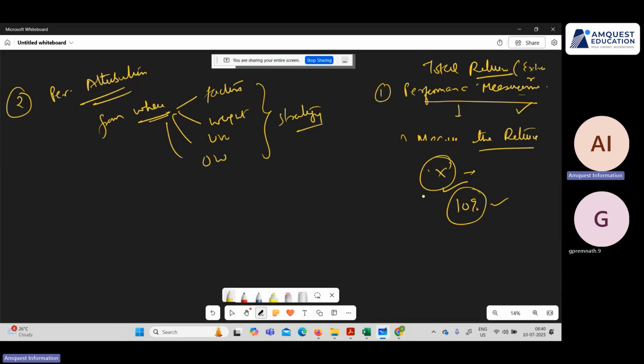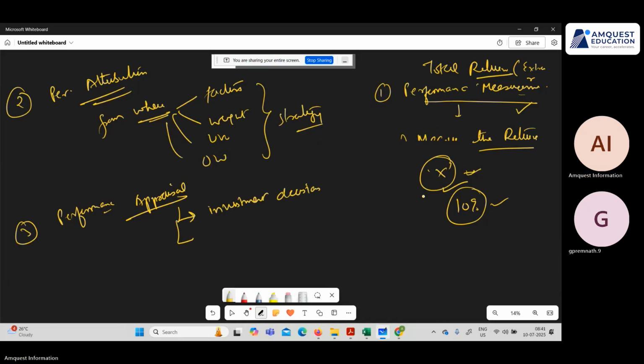And the third one is performance appraisal. My performance appraisal tells me that I got this X return. I also want to know: is it because of my investment decisions, or is it because of the overall market, or is it because of luck?